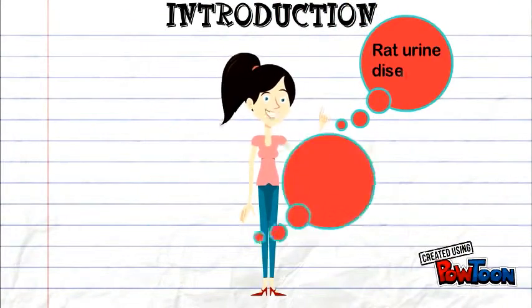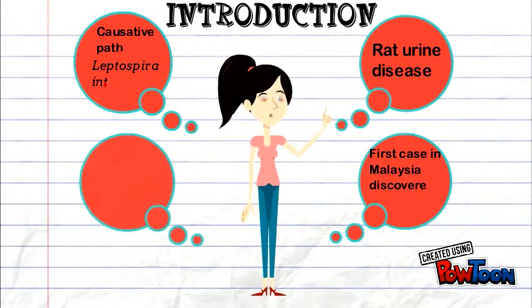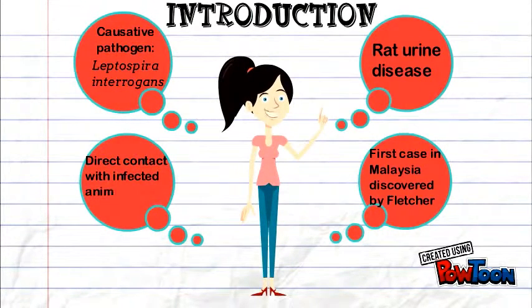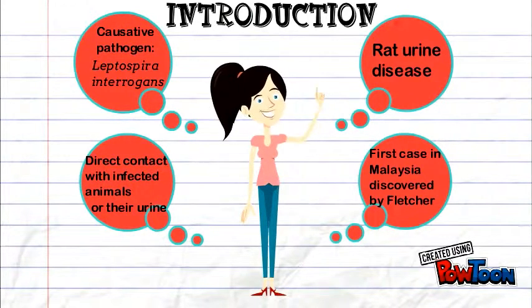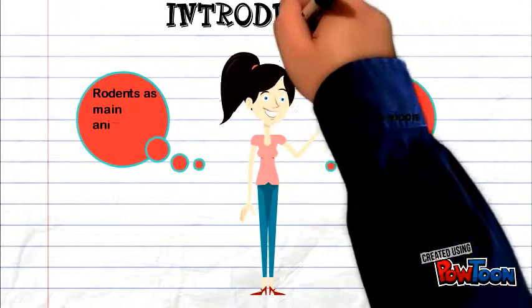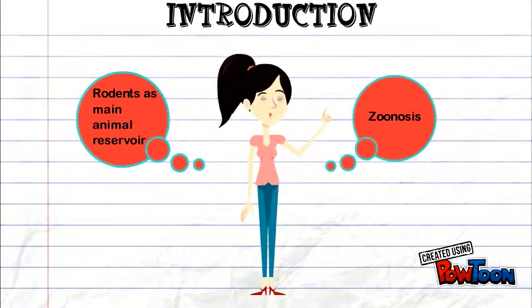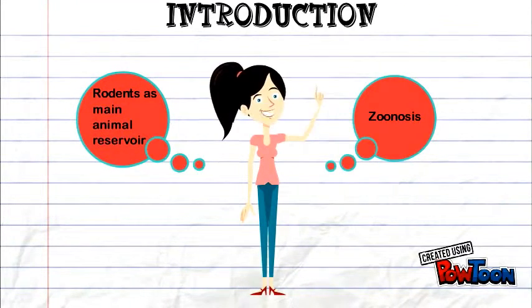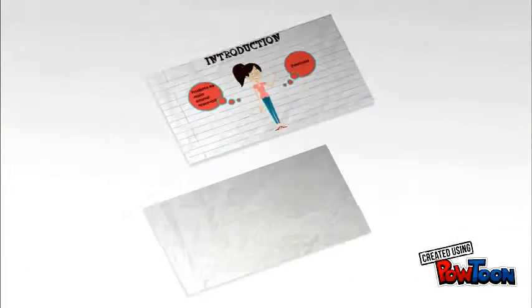Leptospirosis, also known as rat urine disease as it is commonly associated with rats. The first case of leptospirosis in humans was in the year 1925 in Malaysia. The pathogen causing the infection is Leptospira interrogans. Infection occurs through direct contact with infected animals or their urine. It is called zoonosis because it is transmitted from animals to humans. The main animal reservoir is rodents, specifically rats, other than dogs, rabbits, birds, and more.